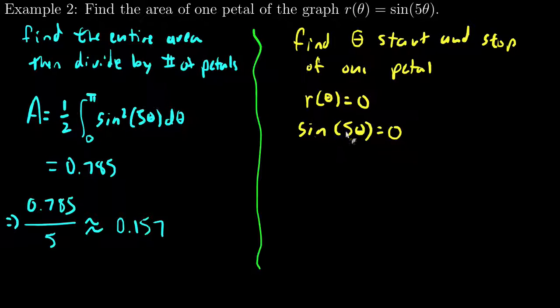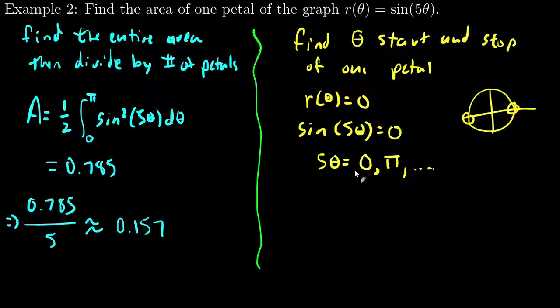So I know that if sine of 5 theta equals 0, then 5 theta could be 0 because sine of 0 is 0. Or the next one will be at pi from our unit circle. So sine is 0 here, sine is 0 here. Now it does keep going on both ends, but these are consecutive. When I solve for theta, I get theta equals 0 or pi over 5.